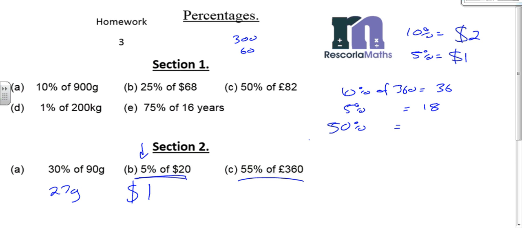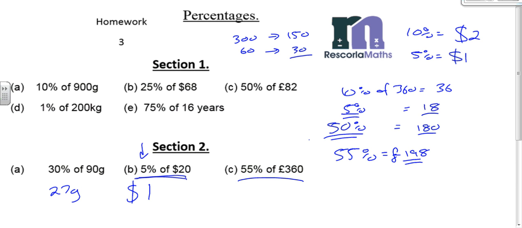So break 360 down into 300 and 60. So half of 300 is 150. Half of 60 is 30. Add those together and you've got 180. So now look at the building blocks. You've got 50%, you've got 5%. If you add those together, that's going to give you 55%. Add 18 and 180 and you're going to get 198. So the answer for question C is 198 pounds.